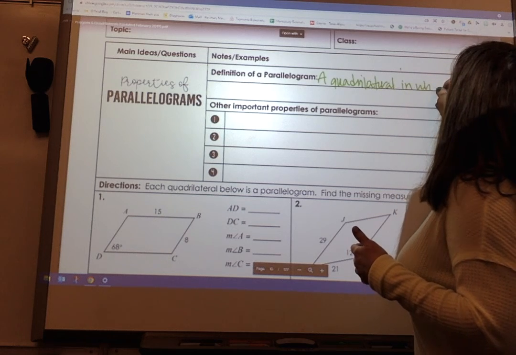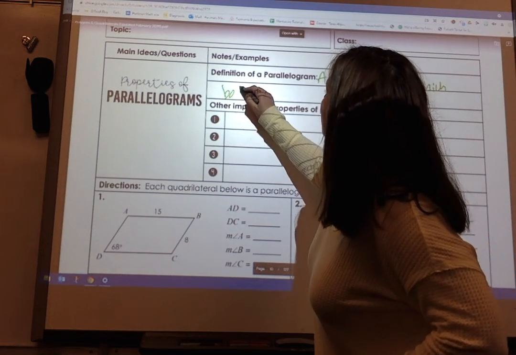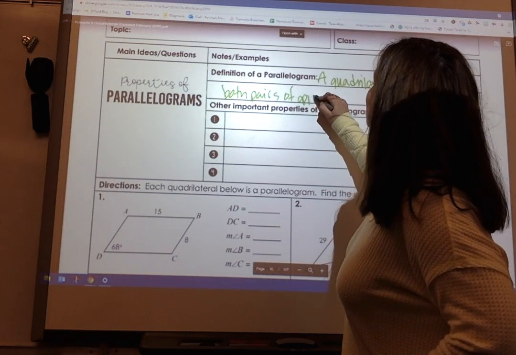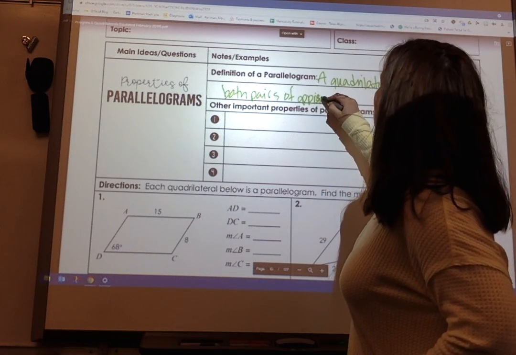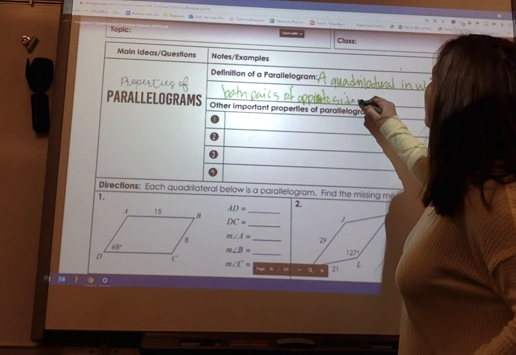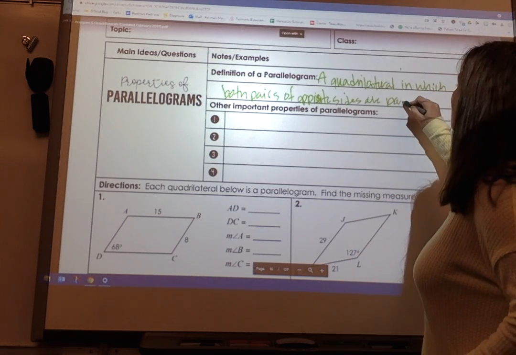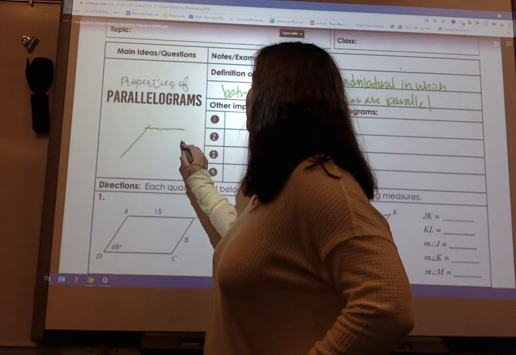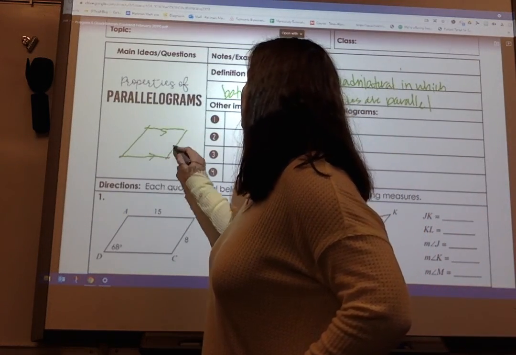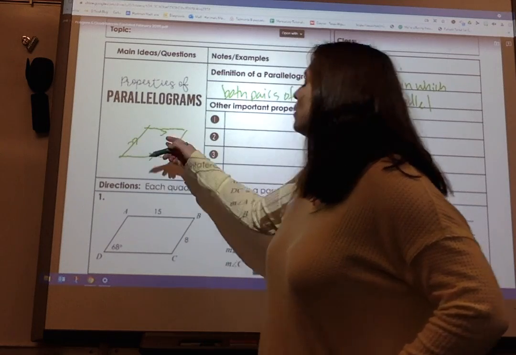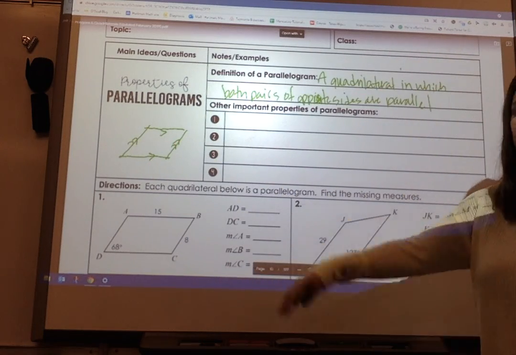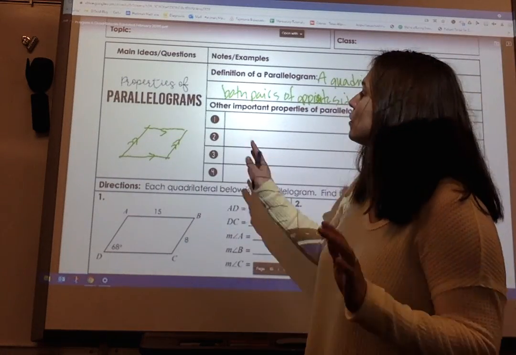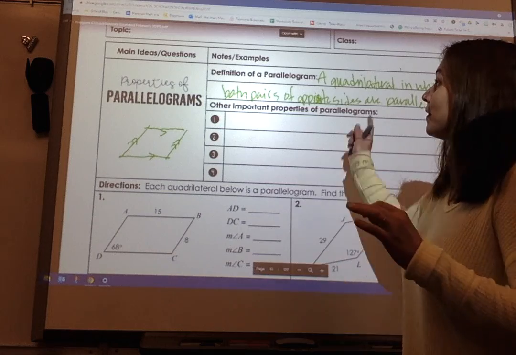in which both pairs of opposite sides are parallel. And if I wanted to draw a diagram of a parallelogram, we would put these parallel markings. So I know that that is a parallelogram, and that is my overarching definition, is that both pairs of opposite sides are parallel. Now, that's the definition.